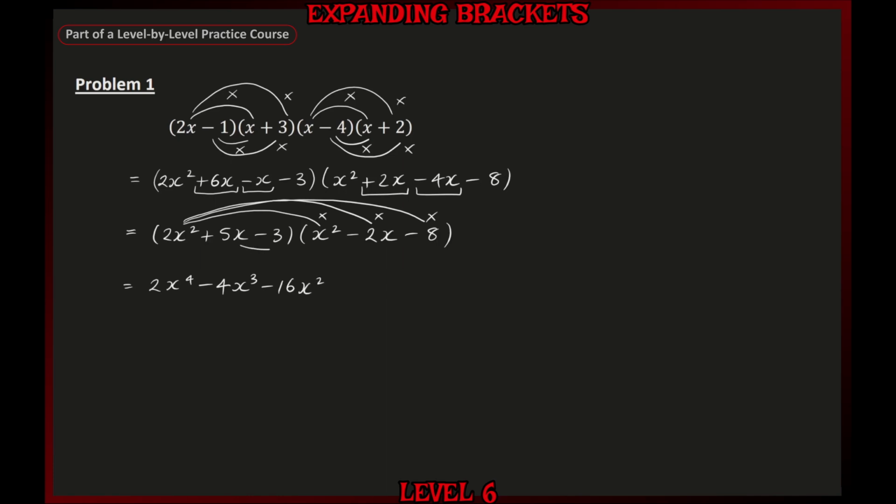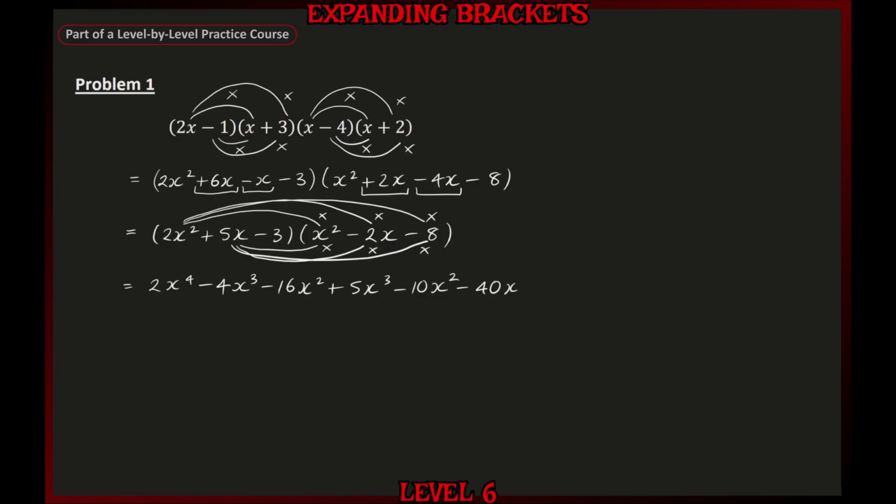Moving on to the 5x, we have 5x times x squared, which is plus 5x cubed. 5x multiplied by minus 2x, well, 5 times minus 2 is minus 10, and x times x is x squared, so we have minus 10x squared. Next we have 5x multiplied by minus 8, and this is minus 40x.